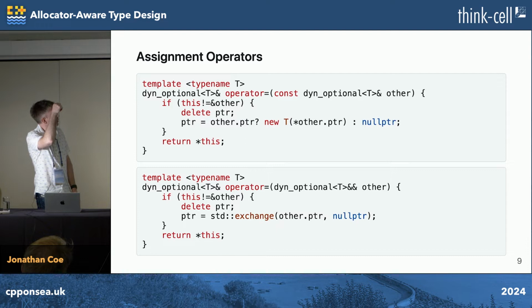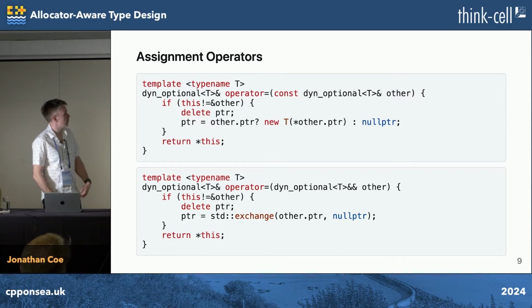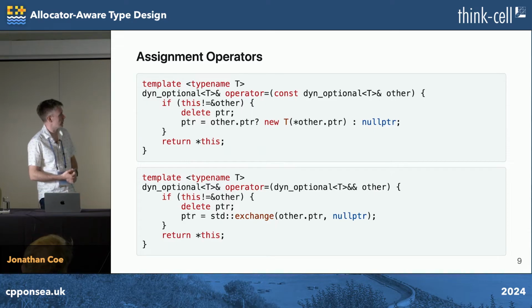We have some assignment operators. So we have a copy assignment, which does a similar dance. First of all, we check to see if we're assigning to ourselves. If we are, we don't need to do anything. Then we check to see if there's anything in the object we are assigning from. If there's something to copy, we copy it. If there's nothing to copy, then we don't copy it.